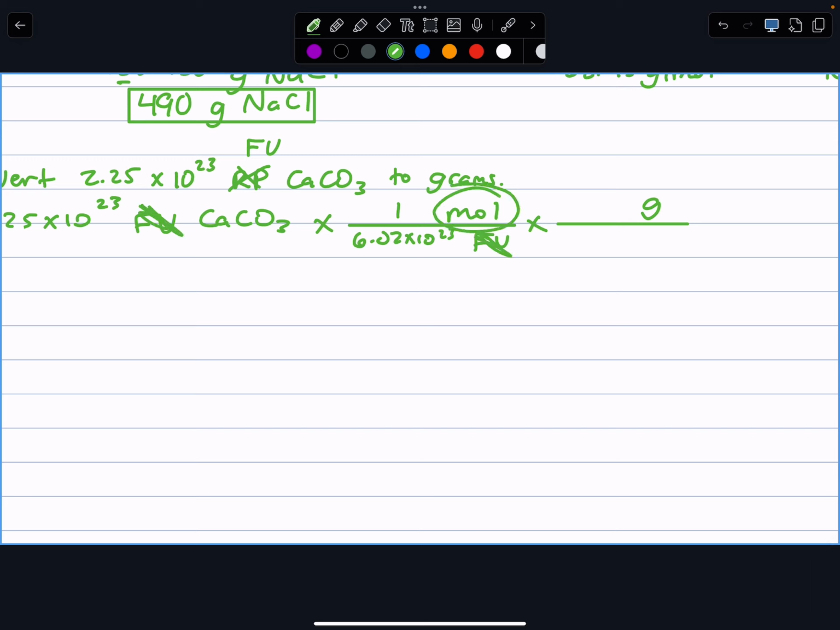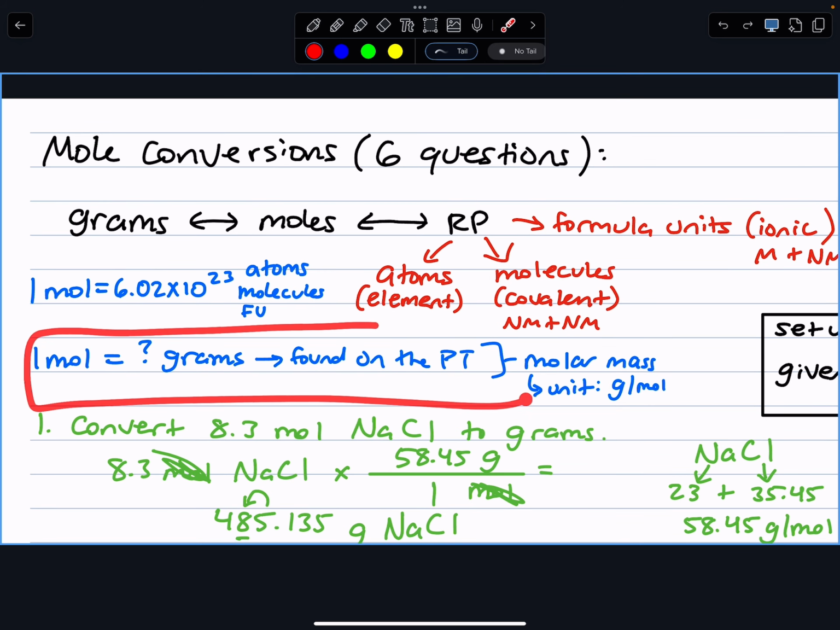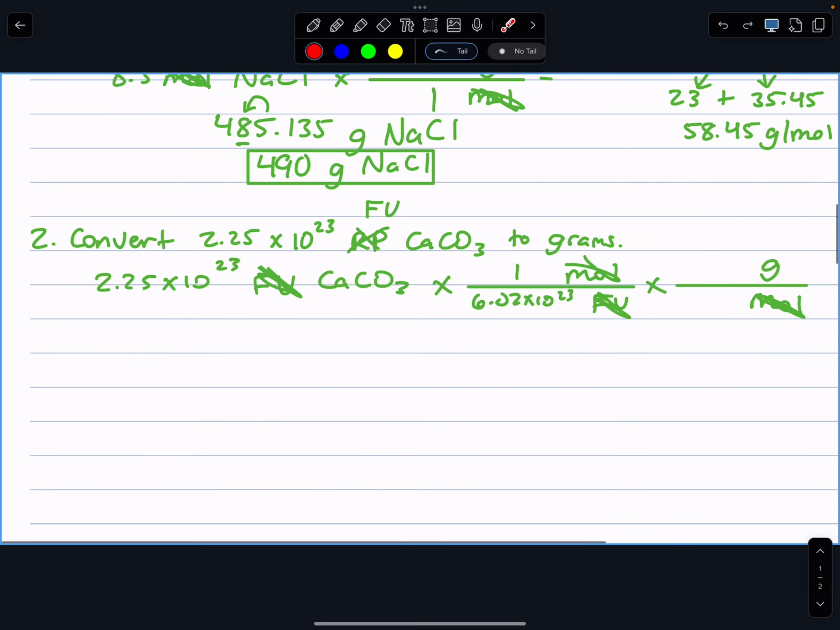Who's left over? I need to cancel him out. Bring him to the bottom. Now he's canceled out. I'm left with what? Is that what I want in the final answer? Great, so I know my setup is correct. I plug in my numbers. Grams to mole, mole to gram. What is that conversion factor? Molar mass. So am I going to use the top or the bottom? Right, the bottom. Okay, so how do I get the molar mass of CaCO3?